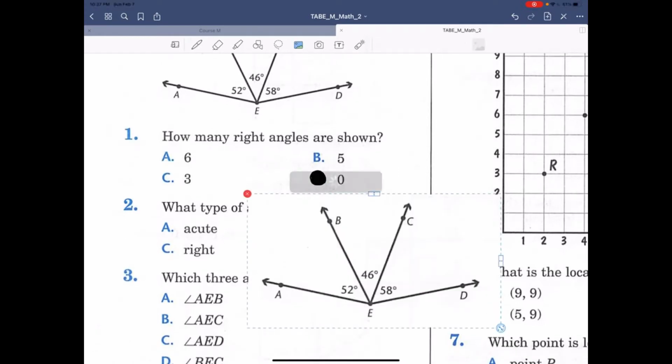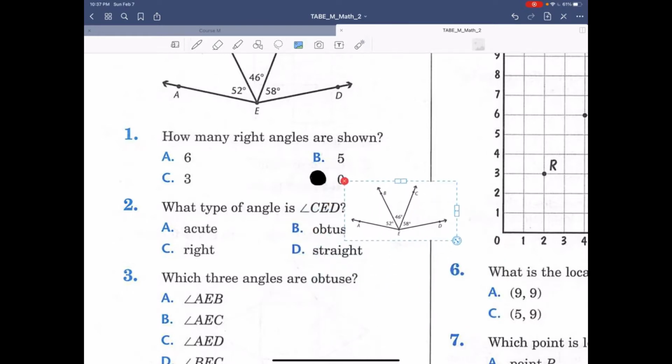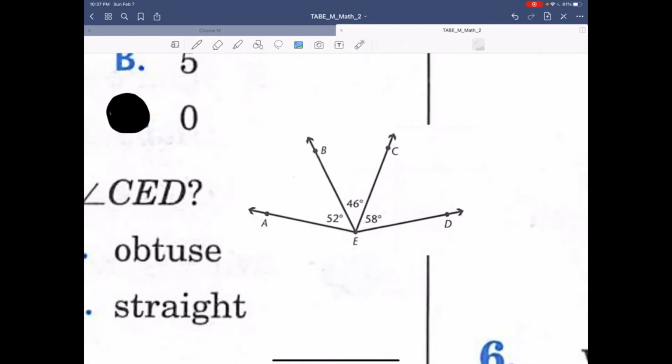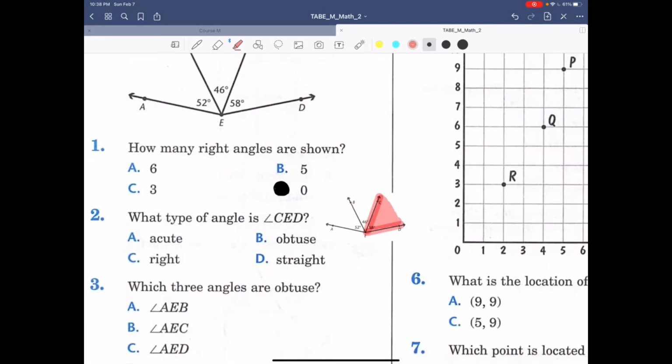What type of angle is angle CED? So let me just make sure you know where CED is. That's one of the reasons I want to copy this. C to E to D. So it's right in here. And it's 58 degrees. That is an acute angle. Number 2 is A.